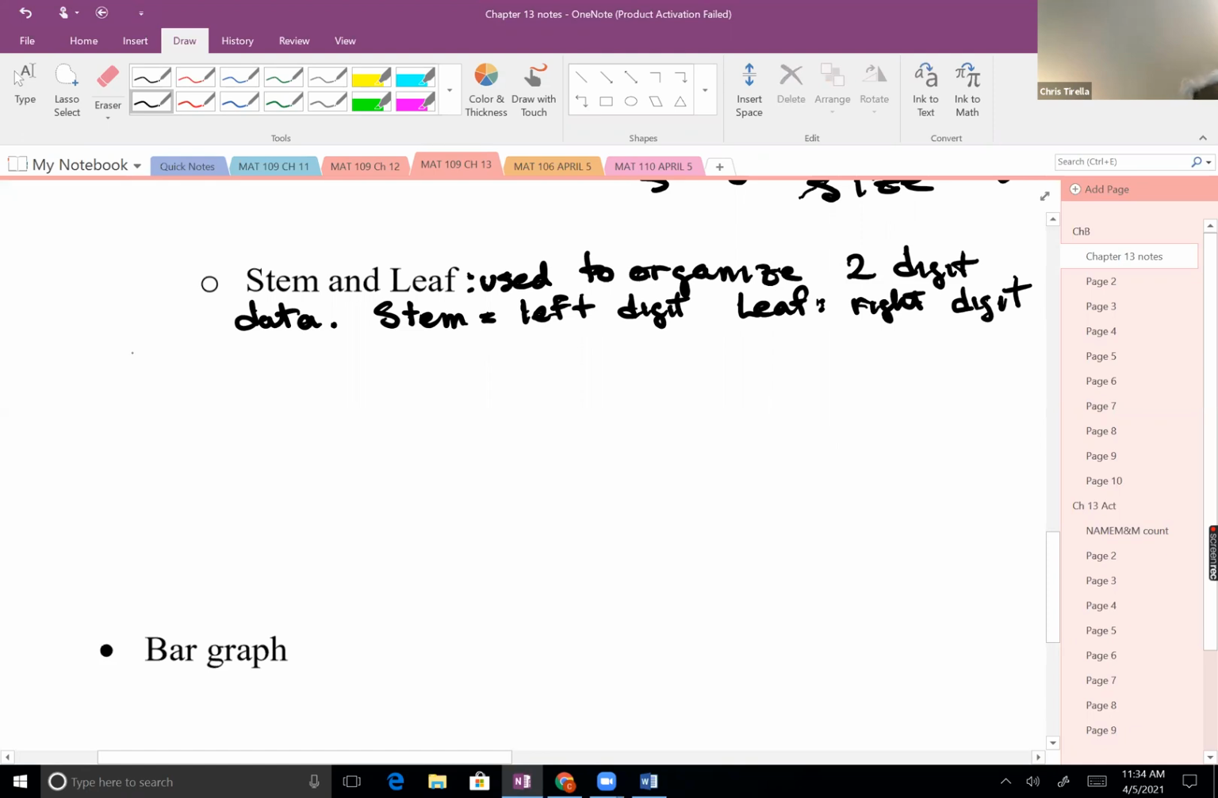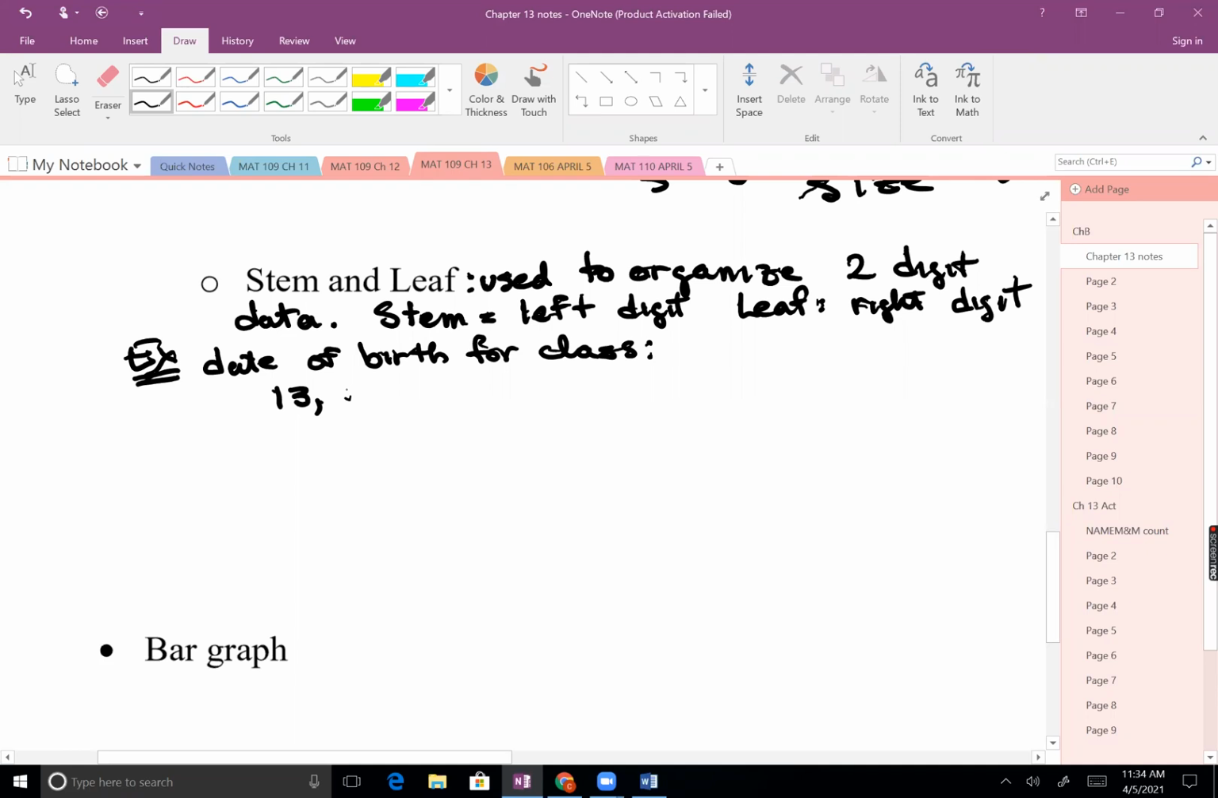And here, for our example, I'm going to pick some totally random data. Let's look at the date of birth for class. I'm not looking at the month. I'm just looking for the number of the day of your birthday. For example, my birthday is on the 13th. Allison, when's yours? 26th. Emily, when's yours? 23rd. Ava, when's yours? 8th.